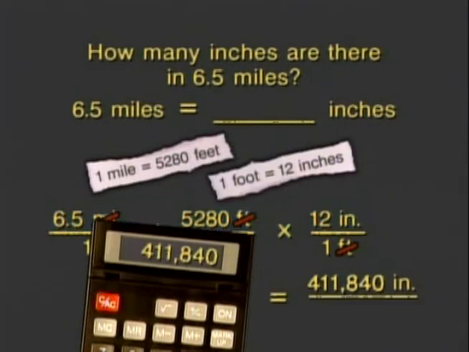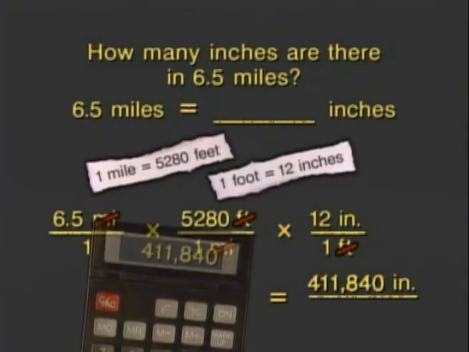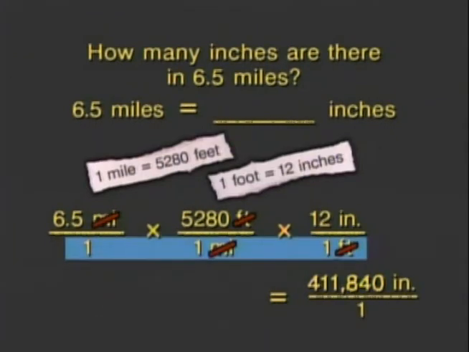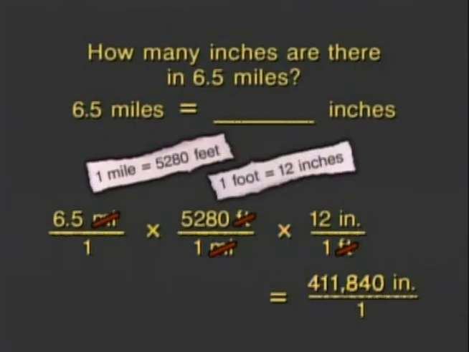The numerator is 411,840 inches. The denominator is 1. There are 411,840 inches in 6.5 miles.